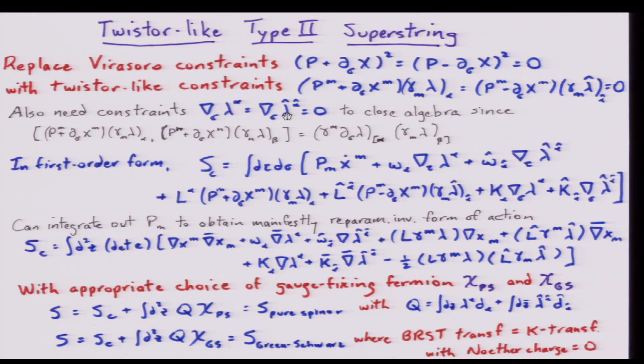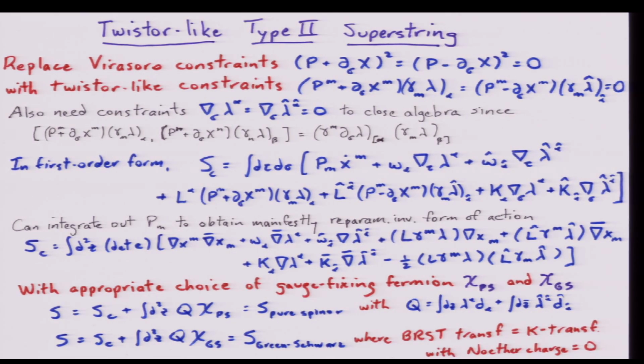Okay, now let's go to the string. This is going to be slightly more complicated, but it's the same idea. In this case, we're going to replace the Virasoro constraints, which of course can be written in first order form in this form. Now we're going to replace the left moving and right moving by these combinations of P and D sigma x and lambda hat. And it turns out you also need additional constraints because the algebra of these doesn't close. So these constraints imply, if you want to close the algebra, that del sigma of lambda and del sigma of lambda hat is also 0. So in first order form, these are the constraints.